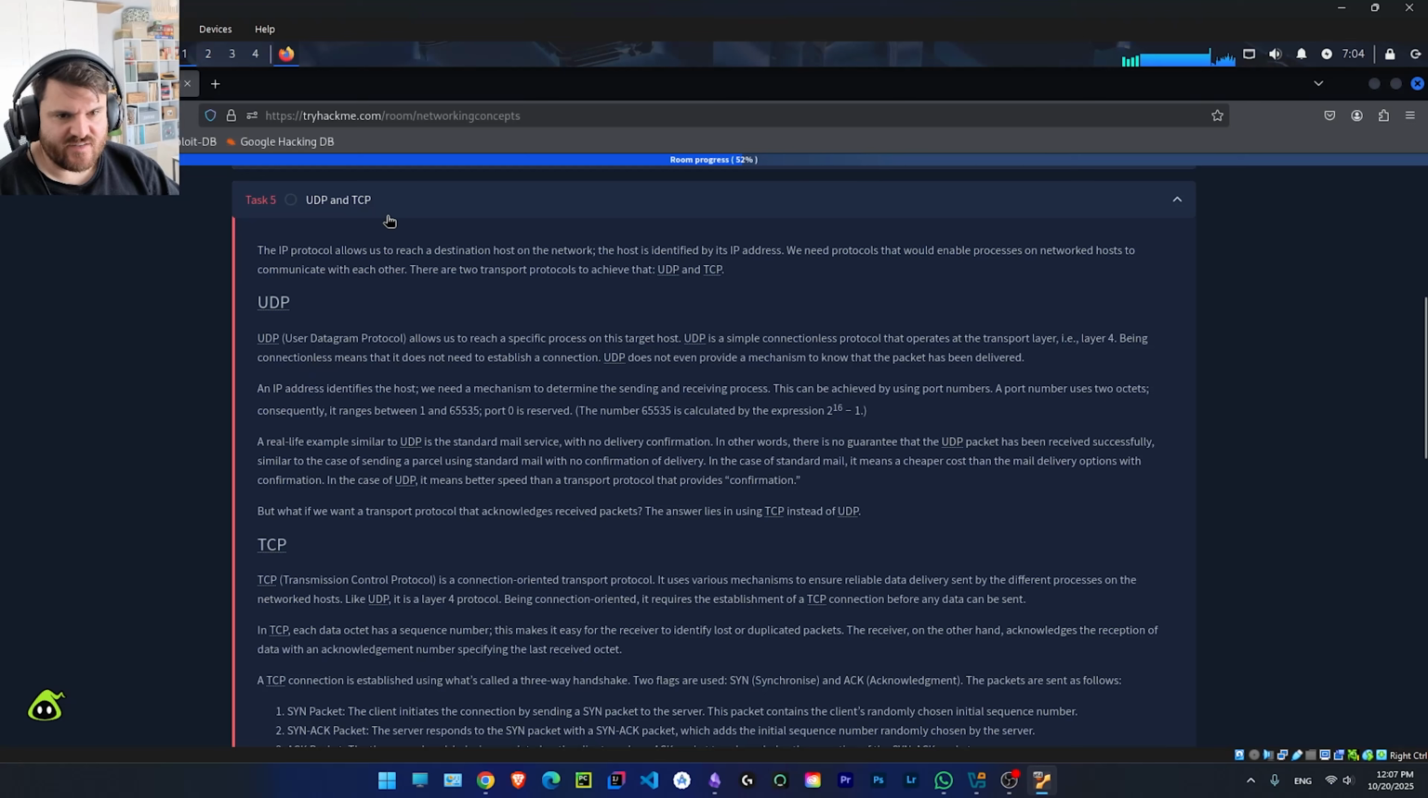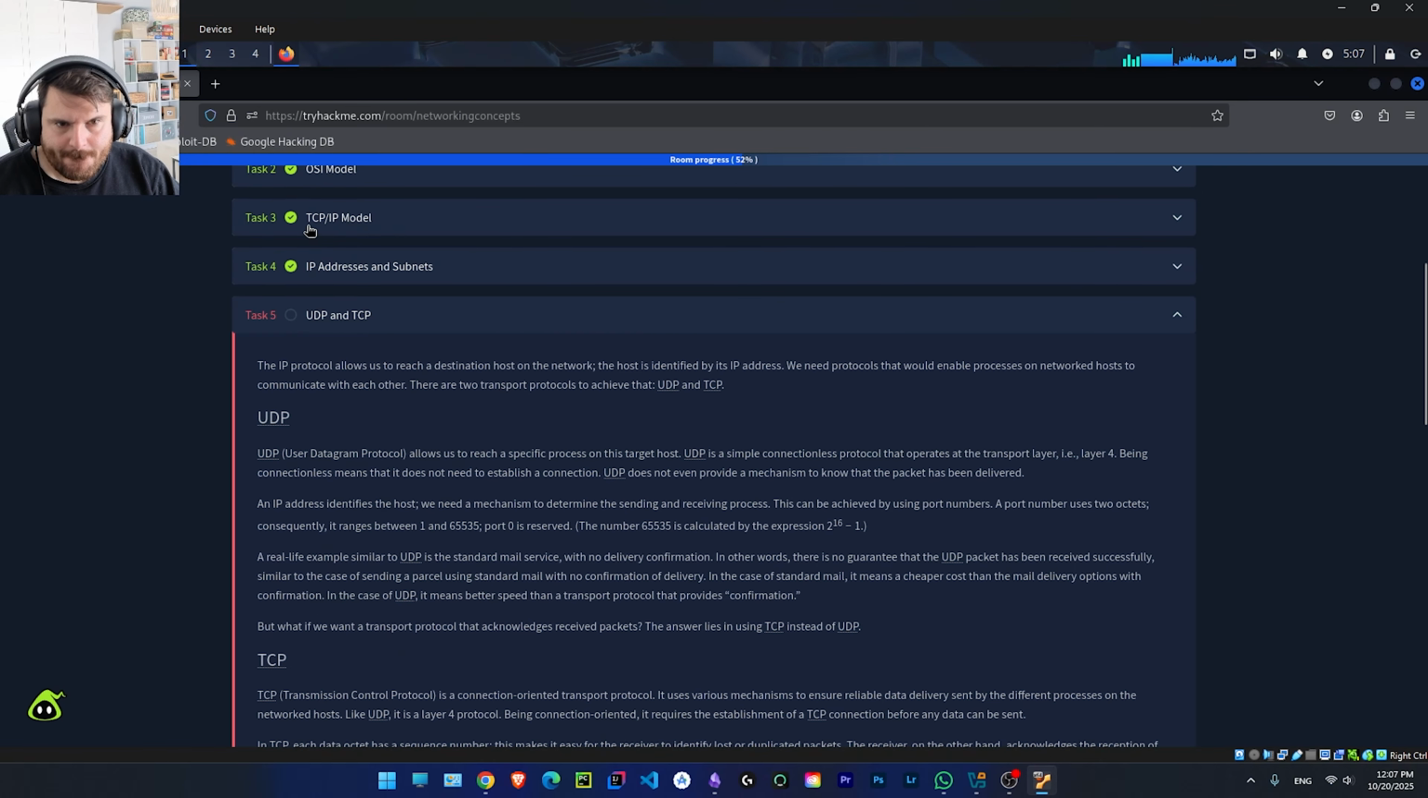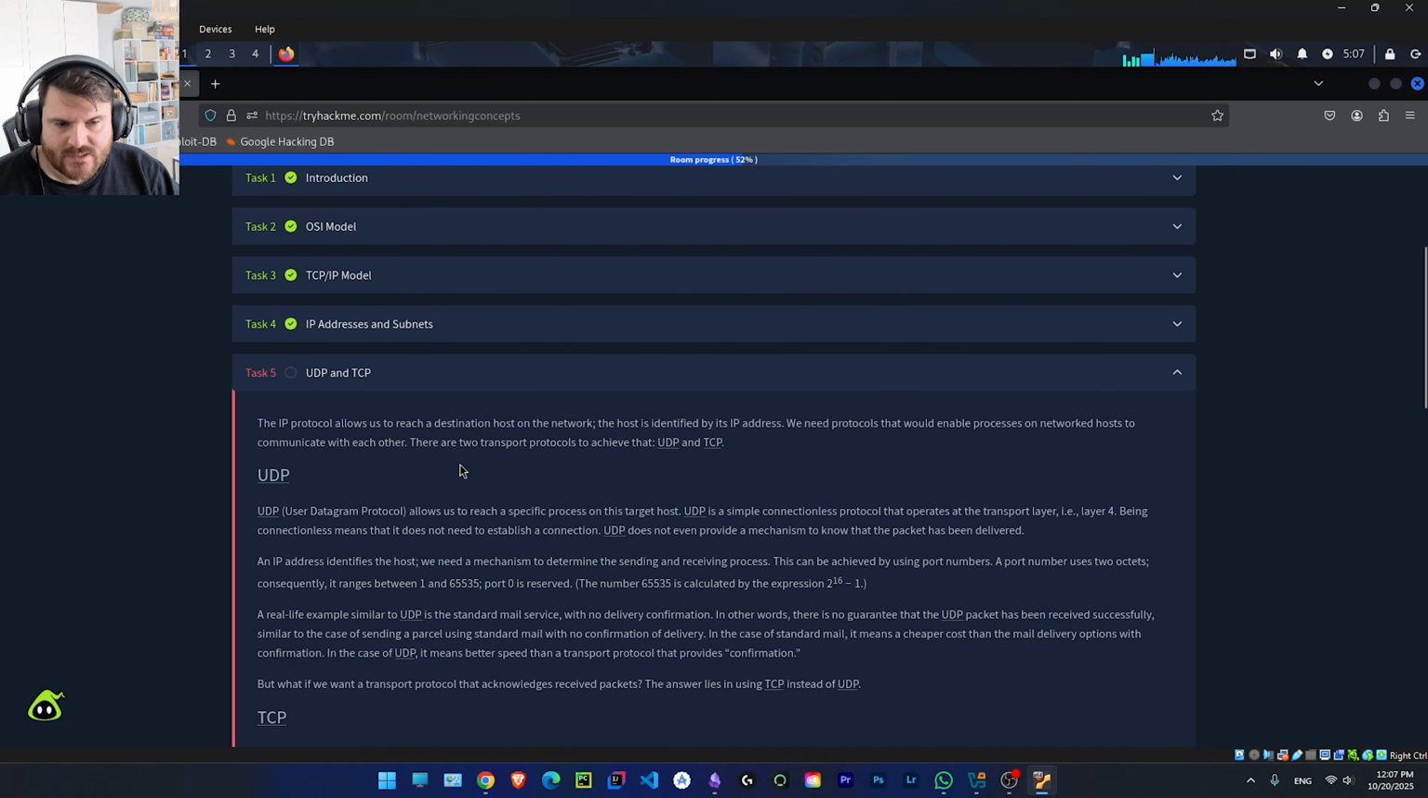Task number 5, UDP and TCP. The most common transport protocols. Also, TCP is the first protocol used in the TCP/IP model alongside the OSI model.